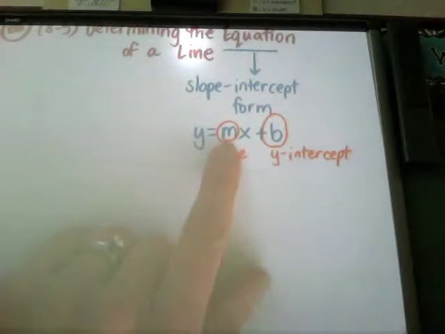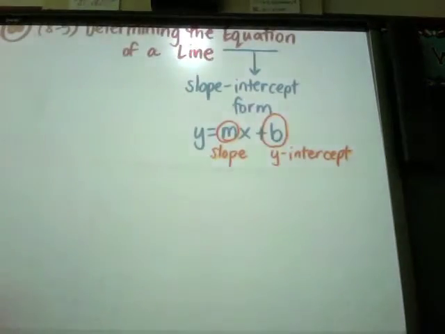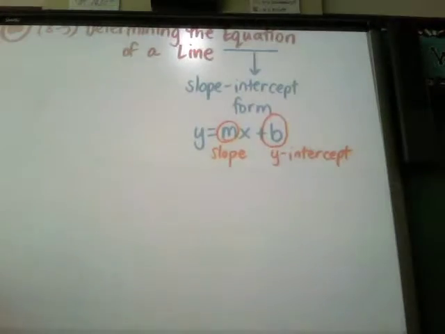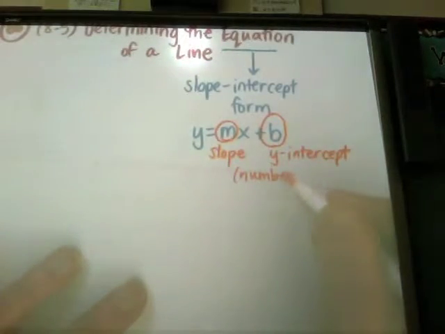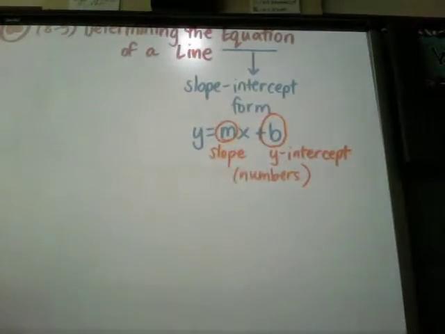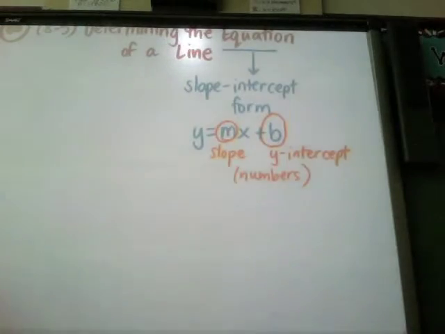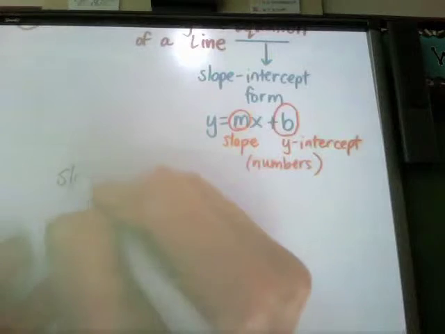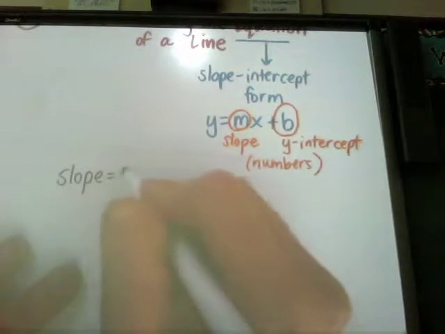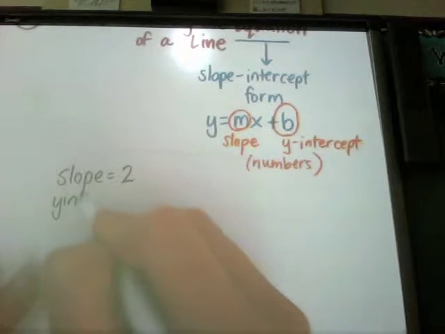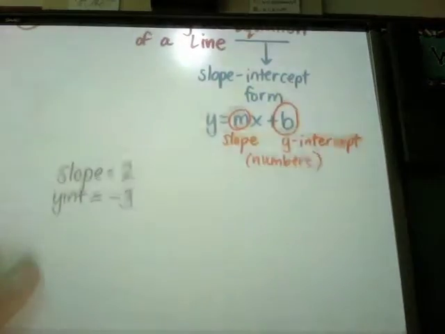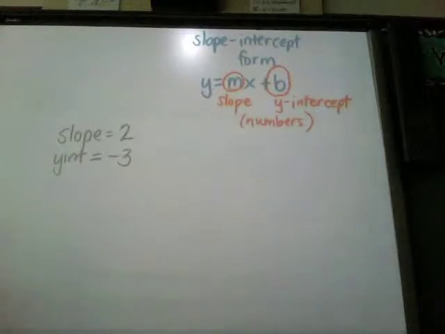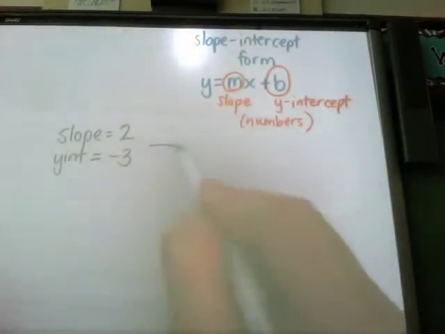What we need to do is find the slope and the y-intercept so that we can plug those numbers in. We need to have numbers. Right, so these, again, should be numbers. Now, let's start out with a nice easy one. If I said it has a slope of 2 and a y-intercept of negative 3, what would that equation look like?